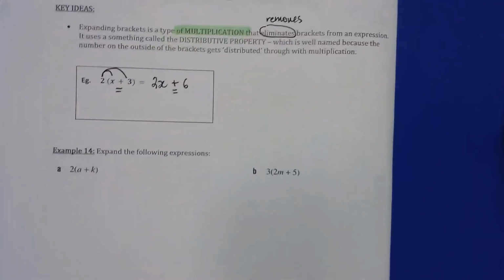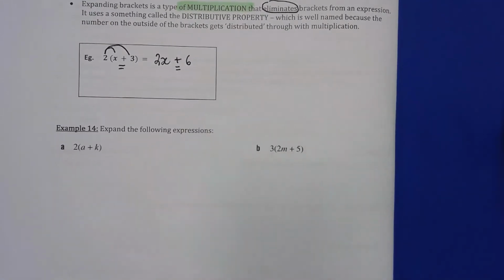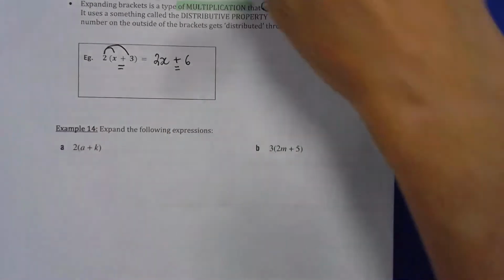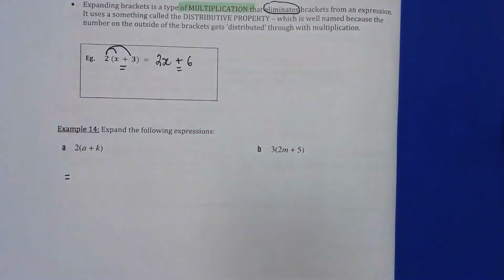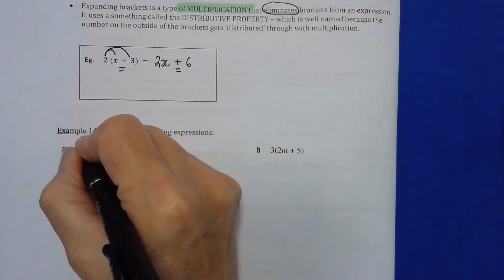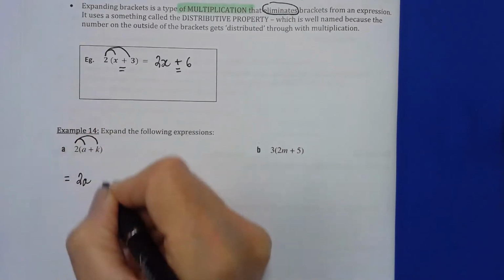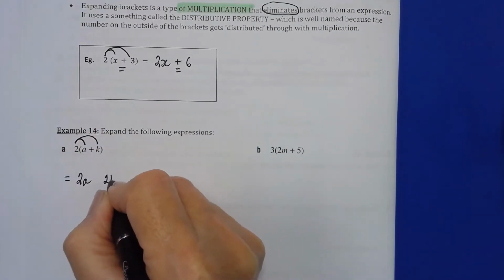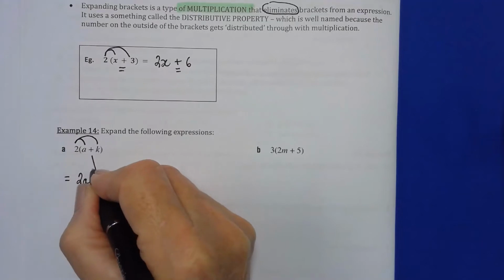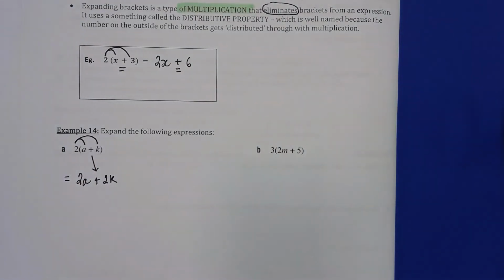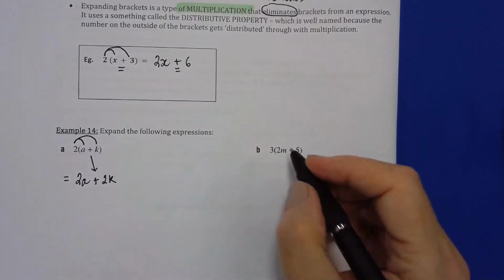Okay, so let's do some examples here. There's 2. I want you to give this one a go. I'm going to pause. All right, so 2 times a is 2a, and 2 times k is 2k, and there's a plus sign in between, that plus sign. Did you write that? How easy could this be?